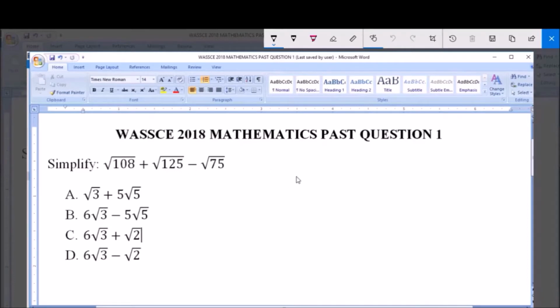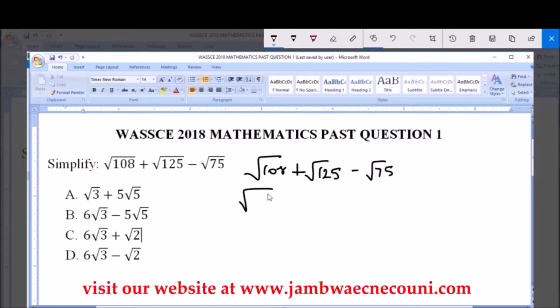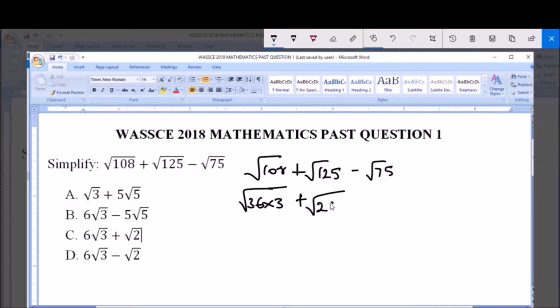Now this is a surd and we're asked to simplify this surd. So we're given root 108 plus root 125 minus root 75. Now root 108 can be expressed as root of 36 multiplied by 3, plus root 125 can be expressed as 25 multiplied by 5. Now if you look at this, we are trying to express these numbers as a product of a perfect square.